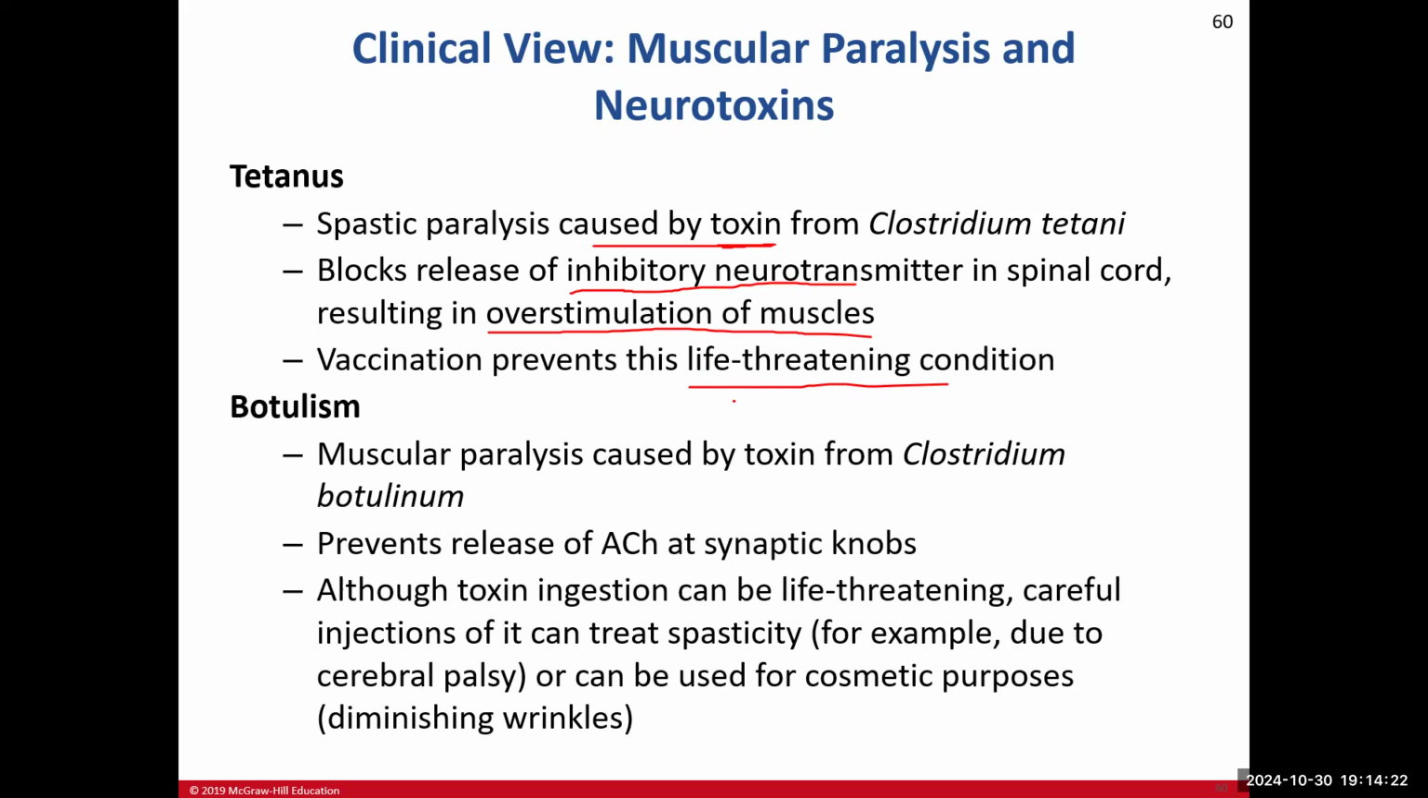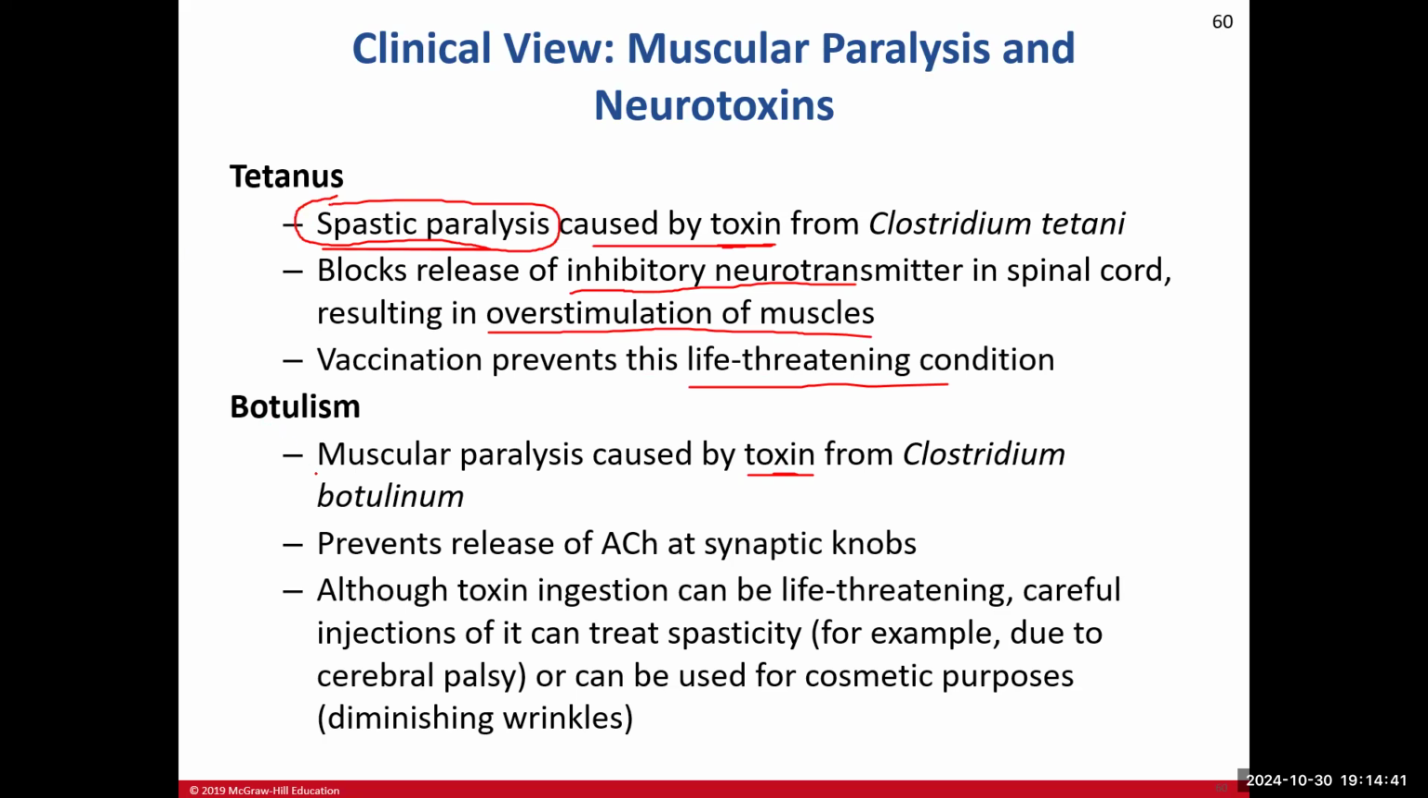All right, botulism comes from Clostridium botulinum. Again, another toxin. Tetanus causes what we refer to as spastic paralysis, which means the muscle goes into muscle spasm and it contracts and contracts and contracts.